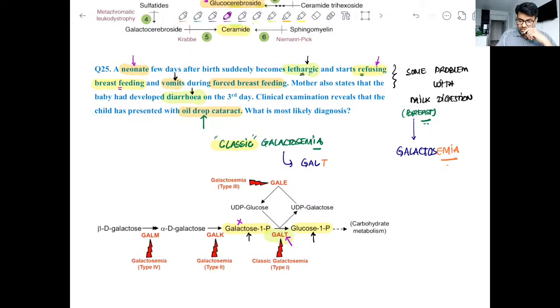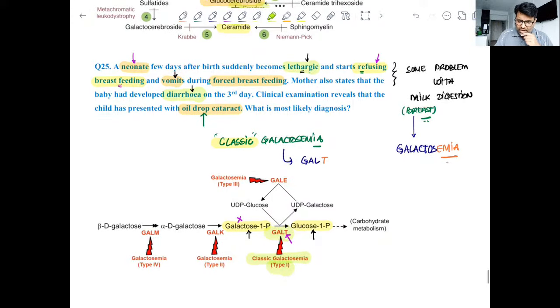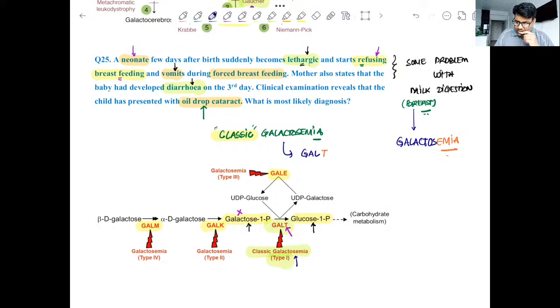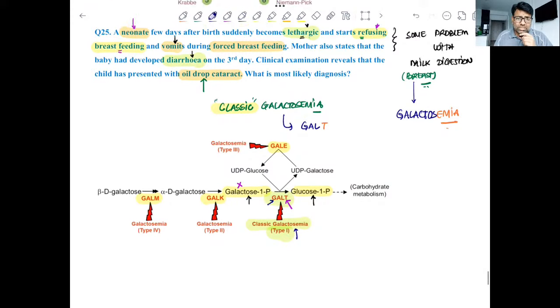So this is the presentation for classic galactosemia, that is type 1 galactosemia, right? Apart from this, there are many others like GALM or GALC, but these are rarely asked. So one should be very good with the classic galactosemia, deficiency of GALT, and you can see a classical presentation, right? So this is enough for this session.